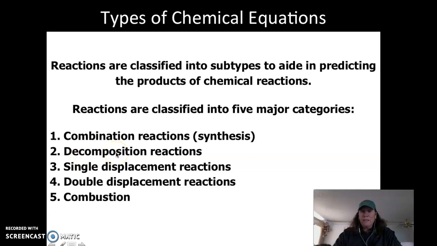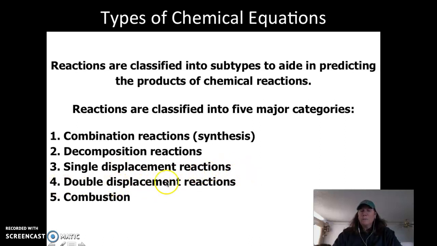Decomposition is just the opposite. When something decomposes, it breaks down. So these two are just the opposite of each other. In a decomposition reaction, you would start with one reactant and you would break it down into smaller parts, okay? Then a single and a double, they say displacement. I've also heard them called replacement, either or. In a single displacement or single replacement, you'll have an element in a compound, and that element will replace one element in the compound, so you'll end up with a new element by itself in a new compound.